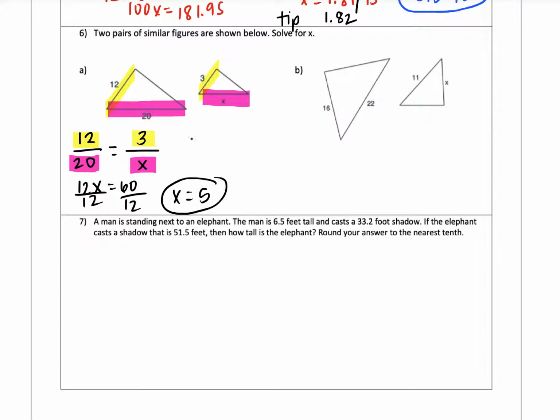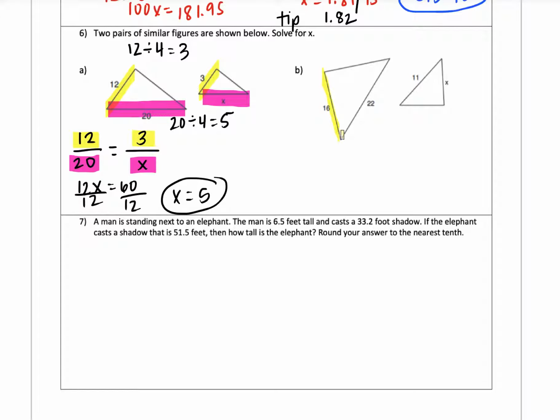Make sure when you get an answer here that it makes sense. We shouldn't get a number that's bigger than 20 or bigger than 12 really, because this triangle is a lot smaller than the one that was next to it that we were saying was proportional to it. The other way you could have seen it was the relationship between 12 and 3 is that you would have had to take 12 divided by 4 to equal 3. So if you can see that 20 divided by 4 equals 5, that's another way to figure out what x would be. Now in the next one, same idea.